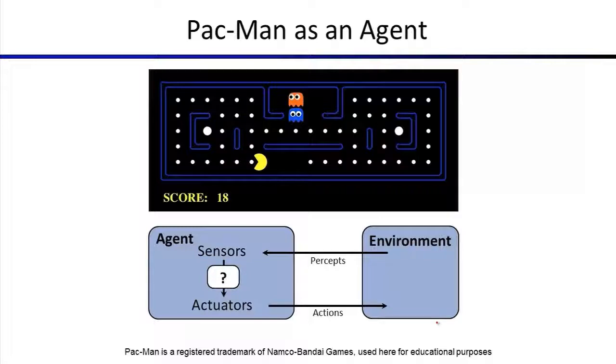and so if we have an agent which maps the state of the board to up, down, left, right, the question is, what goes here in the question mark that lets it know when to eat a dot, when to run away from a ghost, when to use a power pellet? How are these decisions all made?